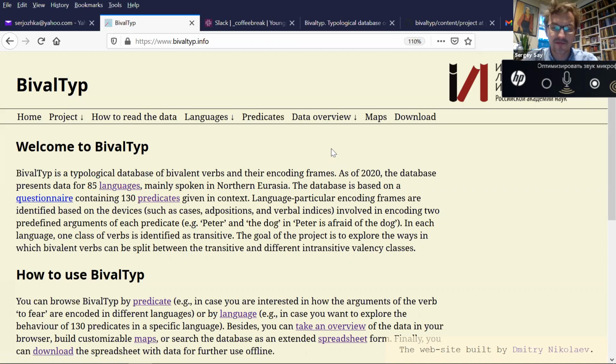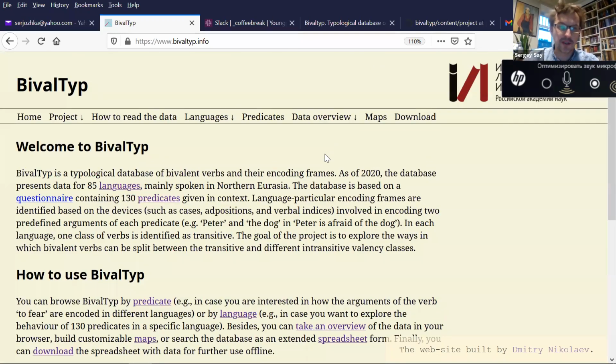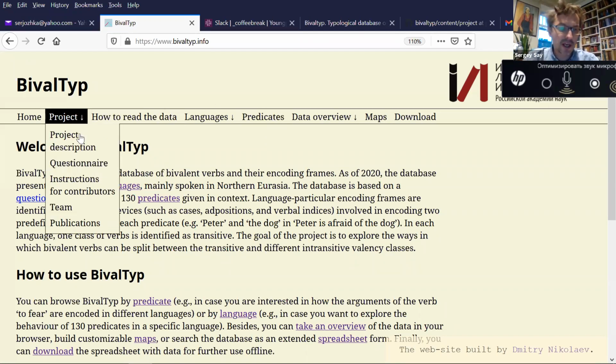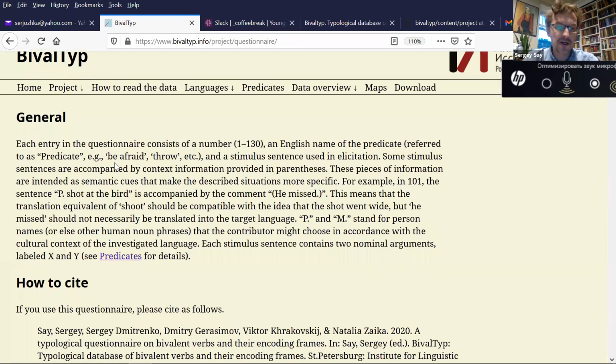So we are now on the front page of the project. Well, some very basic information here, and probably we'll start with the section devoted to the questionnaire. I don't know, can you see how I press the buttons? Okay, so I go to the questionnaire.